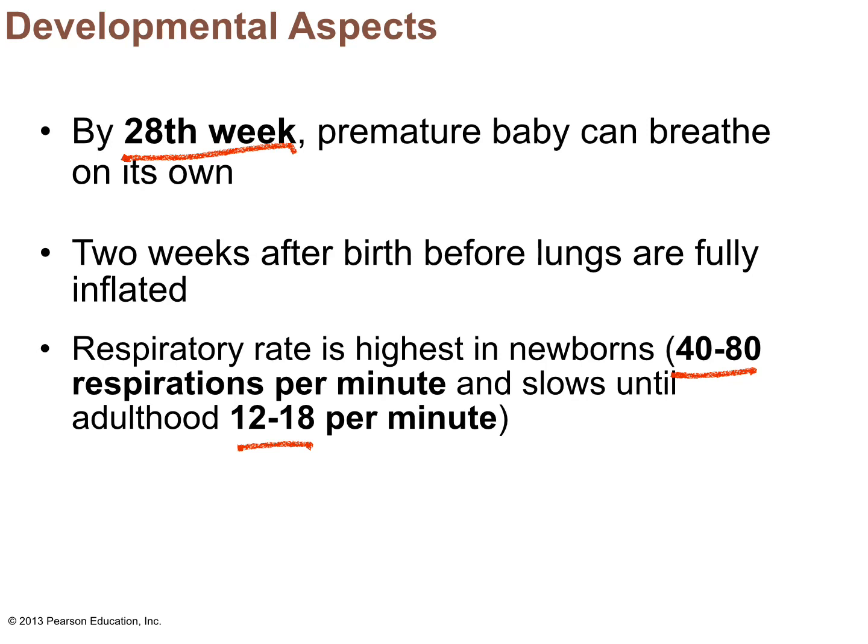By the 28th week, the premature baby can breathe on its own. This is when it's able to produce, around this time, surfactant, so it can keep the alveoli open. It does take about 2 weeks after birth for the lungs to fully inflate. Now, the respiratory rate for an infant or a newborn is going to be about 40 to 80 respirations per minute. We know for adults it is 12 to 18.